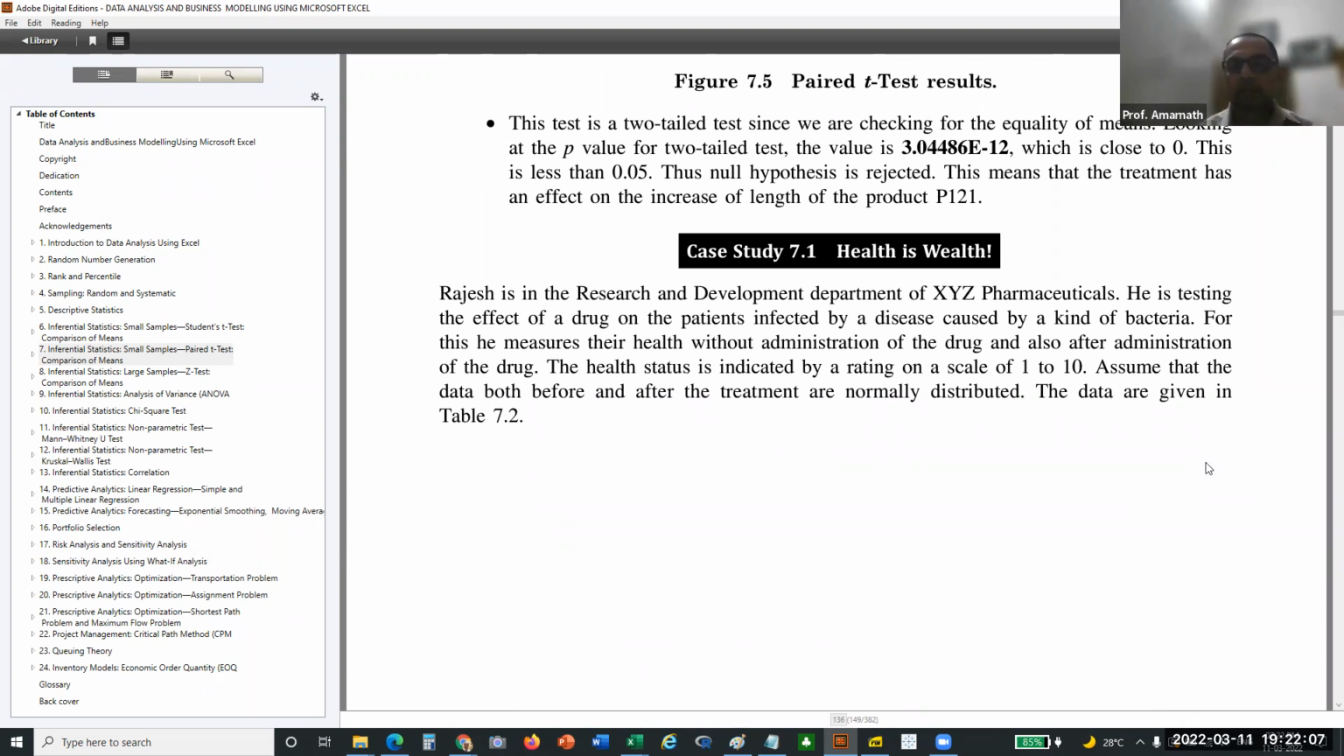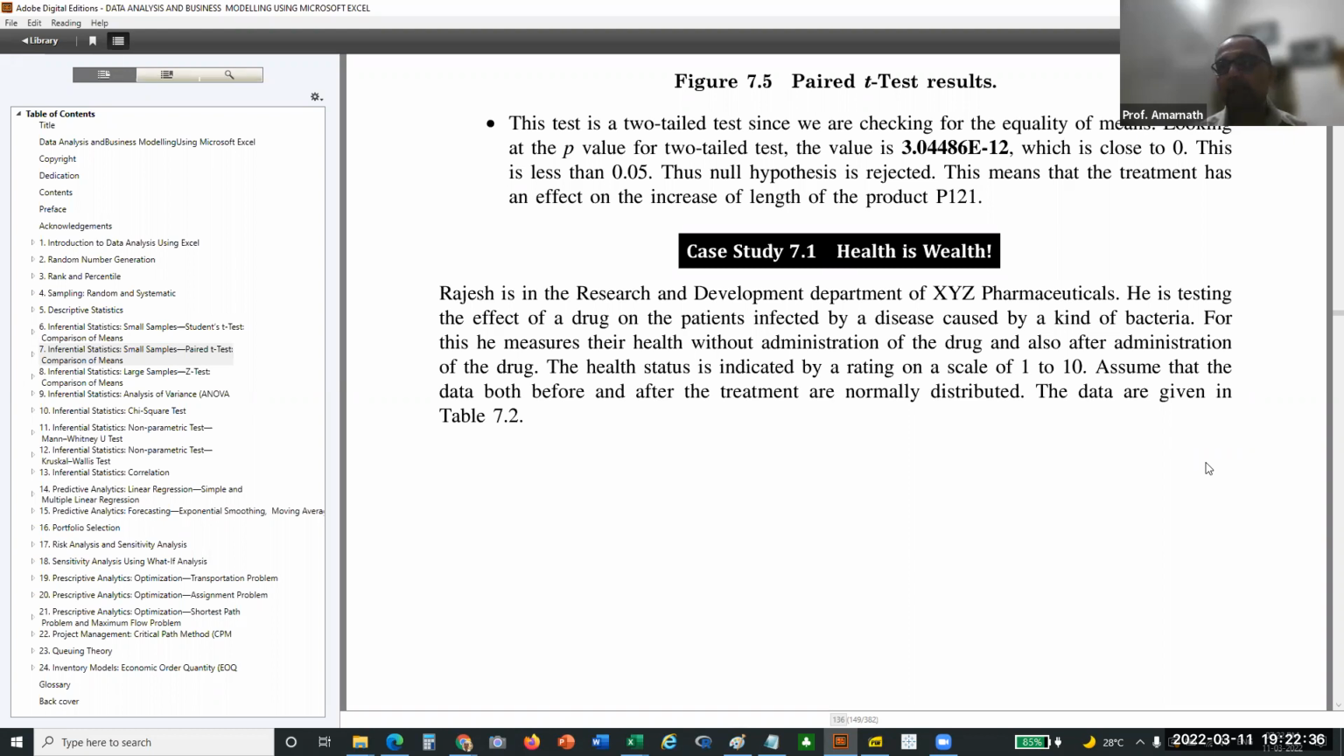Rajesh is in the R&D department of some pharmaceutical company. He is testing the effect of a drug on patients infected by a disease caused by a kind of bacteria. For this, he measures the health without administration of the drug and also after administration of the drug. The health status is indicated by a rating, because there are many things which a doctor or a researcher tries to find out.